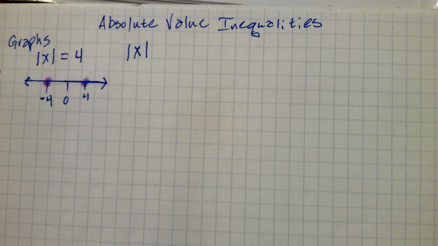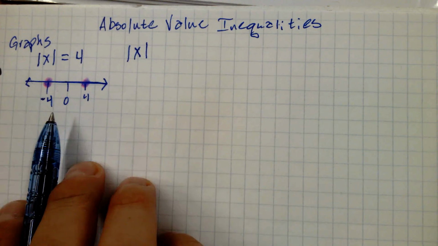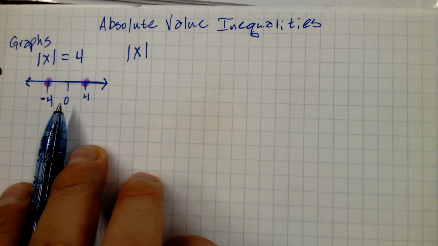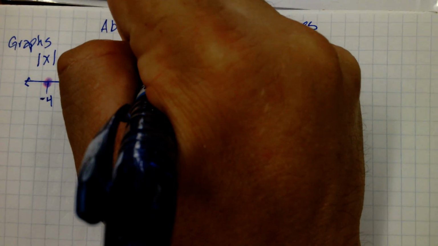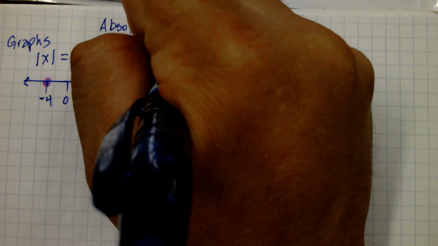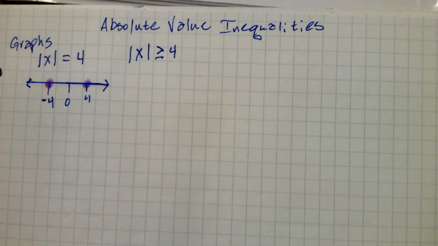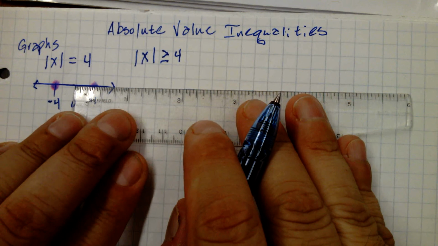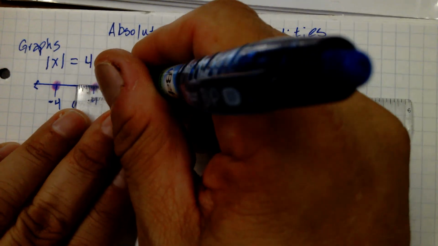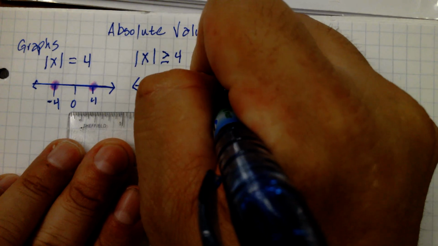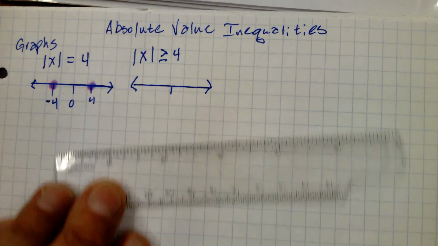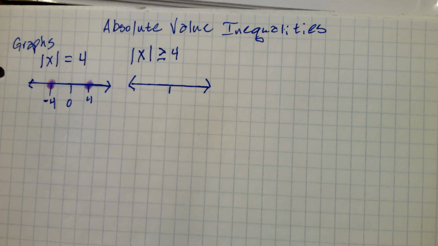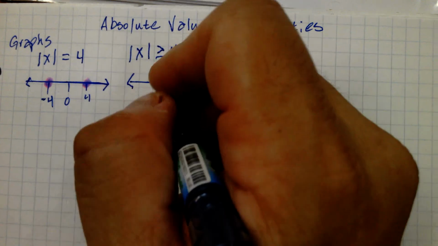Okay, so absolute value of x equals 4 means we have two answers, -4 or 4. Let's see what happens if we switch this over to greater than or equal to 4, and we'll make another number line. And we're still interested in what happens in and around 4 and -4.